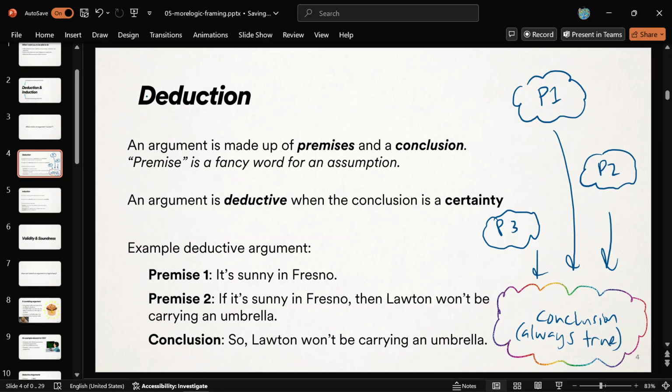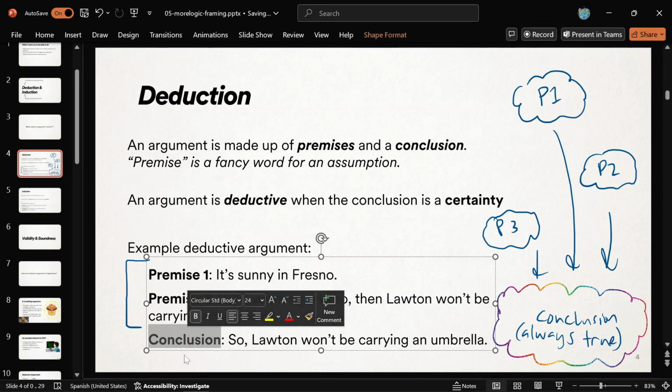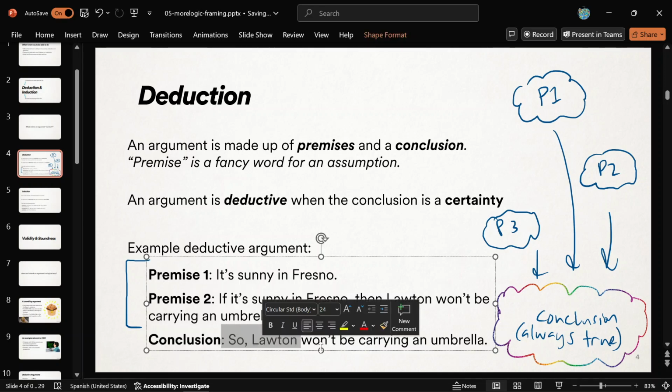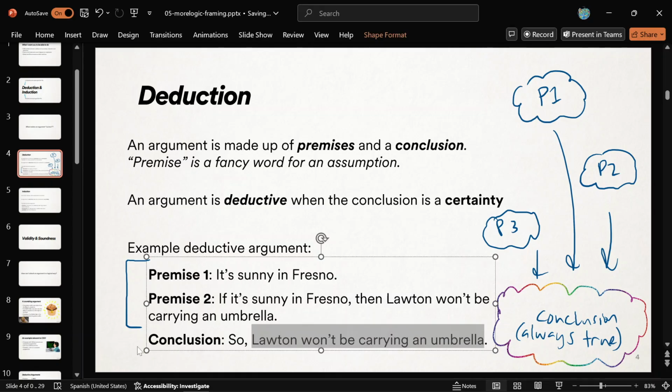Right? So here's a silly example of a deductive argument. It's not even true today, right? So premise 1, assumption 1, it's sunny in Fresno today. That is technically not very true, right? Because there's a lot of clouds today. But this is a premise. It's an assumption. Make that assumption. Assume we live in a universe where this is true right now. Assume it's sunny in Fresno, and assume, premise 2, that if it's sunny in Fresno, then Lawton will not be carrying an umbrella today. Okay, those are the two assumptions that we're making, right? Assume those two things. Pretend we're in a universe where both of those are working out. And then our conclusion, based on the premises, this is the full argument, is then, therefore, so Lawton won't be carrying an umbrella today. All right, that's the conclusion based on the assumptions.